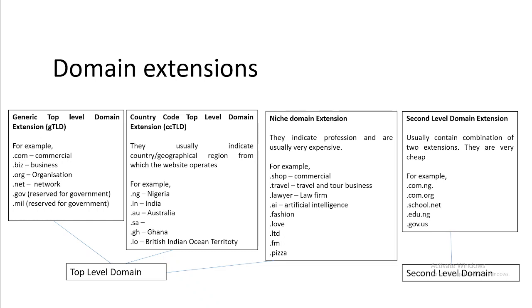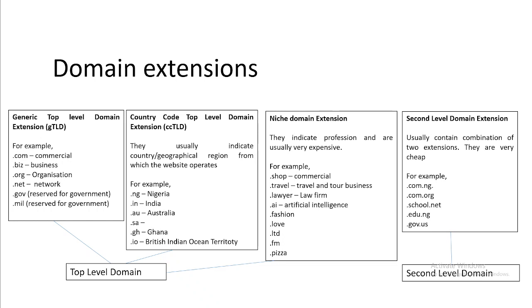So these domain extensions are categorized into two major categories, which are top level domain and second level domain. The categories under the top level domains are the generic top level domain, the country code top level domain, and the niche domain extension. So those are the three categories under the top level domain. Then we have the second level domain, which I've explained earlier.